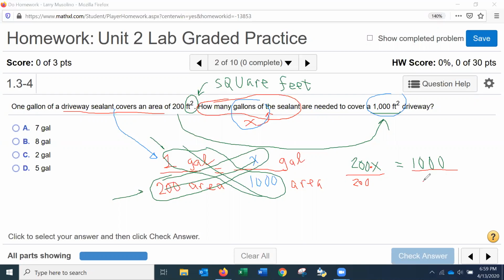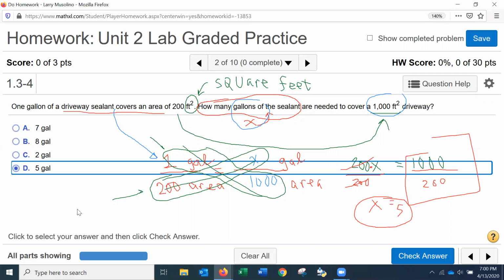Whatever operation you do to one side of an equation, you always have to do the same exact operation to the other side. So if I'm going to divide the left side by 200, I've got to divide the right side by 200. On the left side, I have 200 divided by 200. That cancels out. I'm left with just X. And on the right side, I have 1,000 divided by 200. Well, that's 5. So my final answer here is X equals 5. So I'm going to need 5 gallons for this 1,000 square foot driveway.